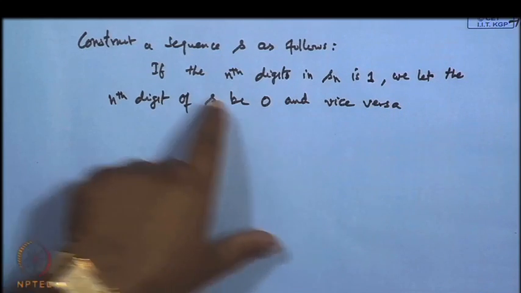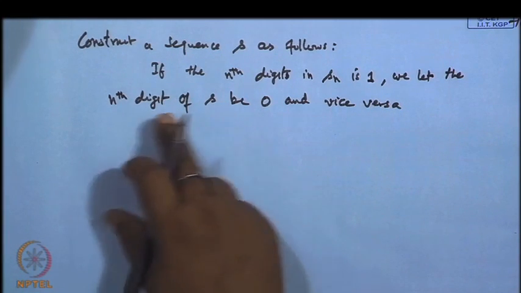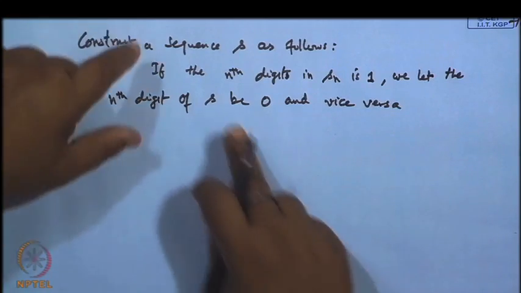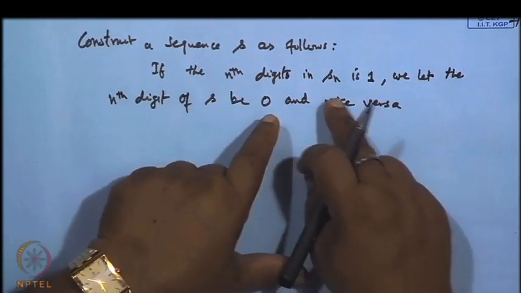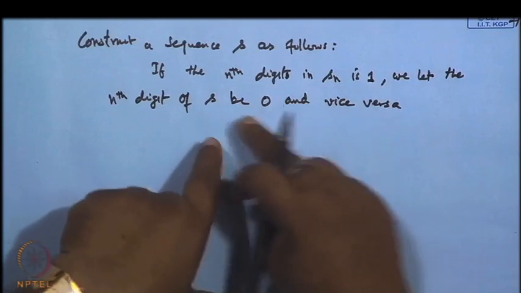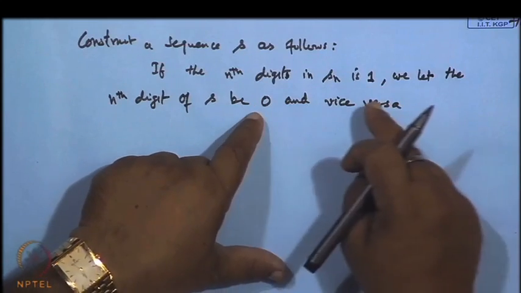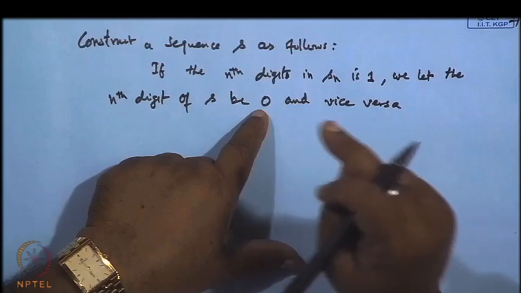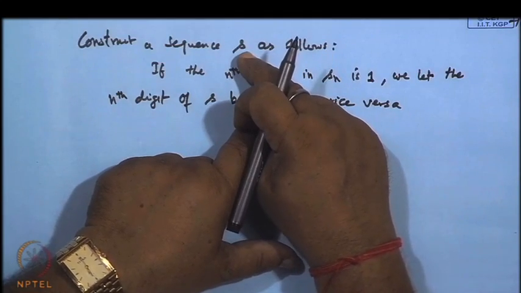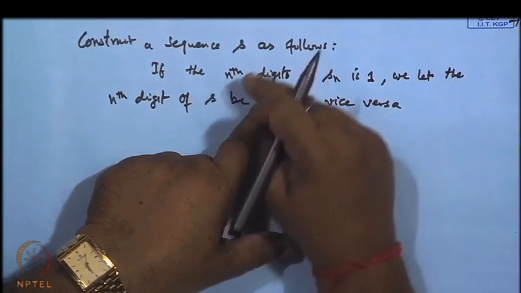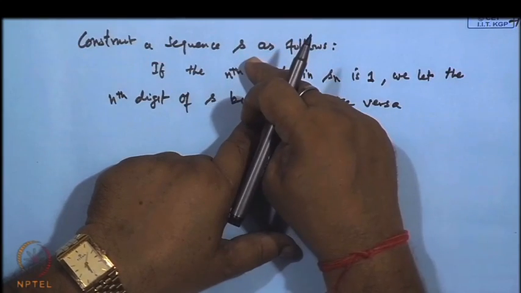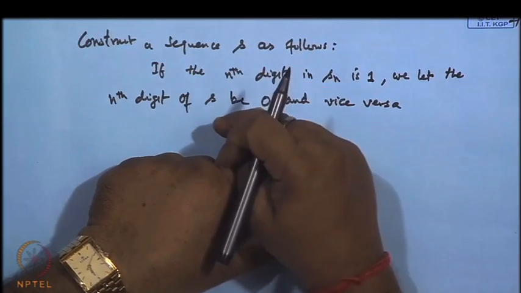Means what, how we are choosing is, suppose S 1, S 2, S n is a given sequence. So, I am constructing a sequence S such that if the nth digit of S n is 1, then we will replace 1 by 0. It means, for the first term we look at S 1. If the first term in S 1 is 1, we will get 0. If the first term in S 1 is 0, we will take it as 1.